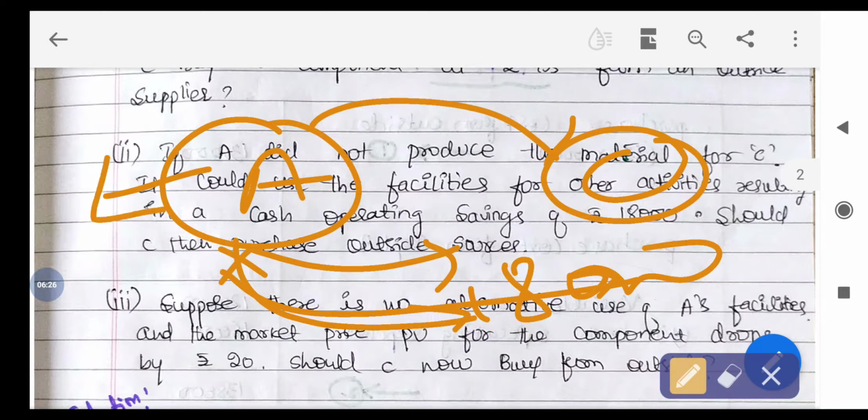A has planned that they will reduce their prices by rupees 20. So what is the total price they are telling? Whatever total price they have fixed, they are telling that they will reduce the price by rupees 20.